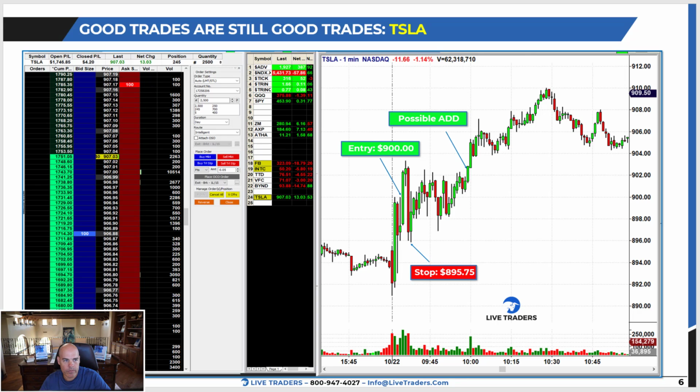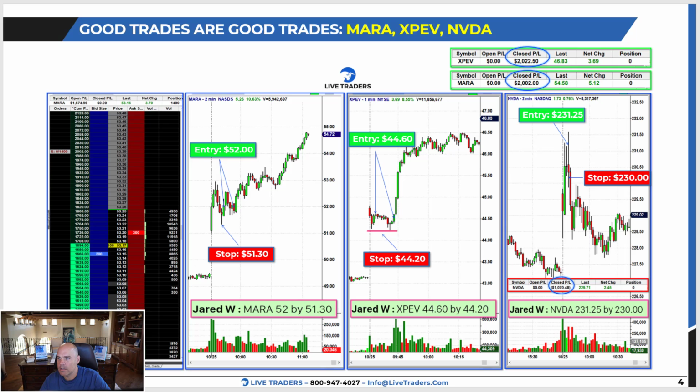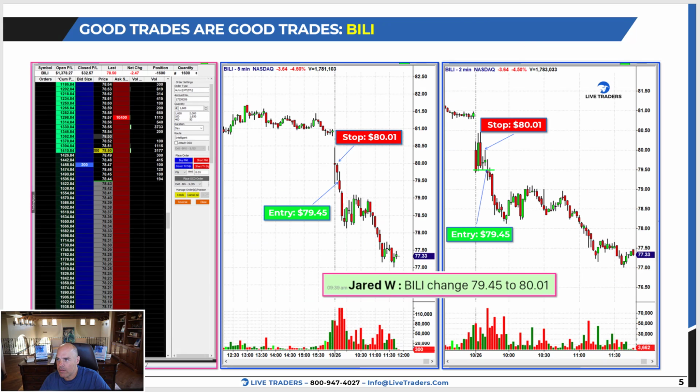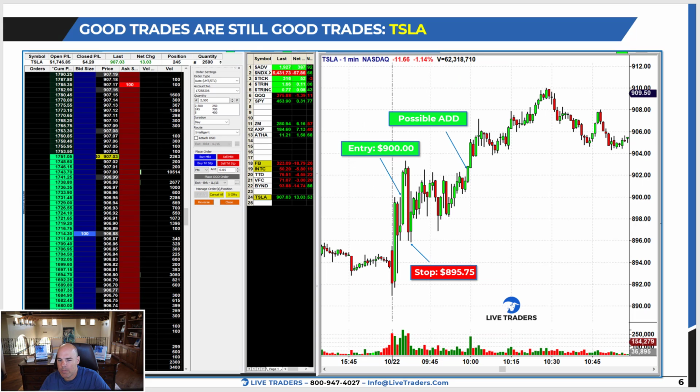So we saw 3 nice trades. These are all textbook type trades. Made $4,300. We saw another nice trade on Billy here, made another couple grand. We saw another little bit sloppy 3-bar play, but you know, a 3-bar play nonetheless. Made another couple grand. But here's the thing.